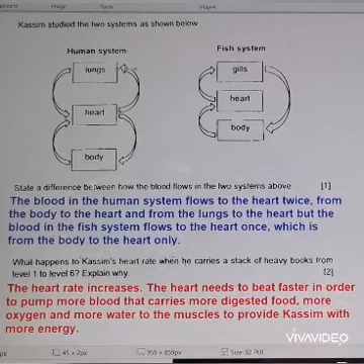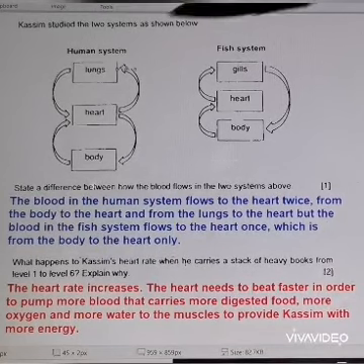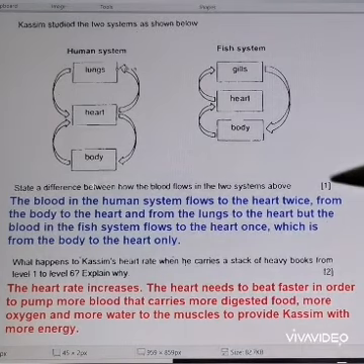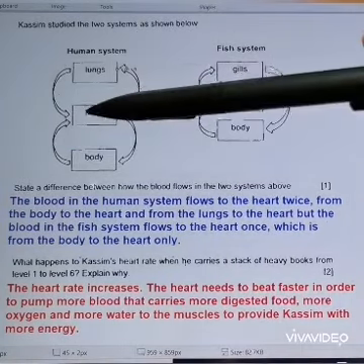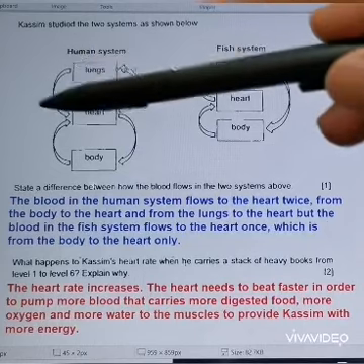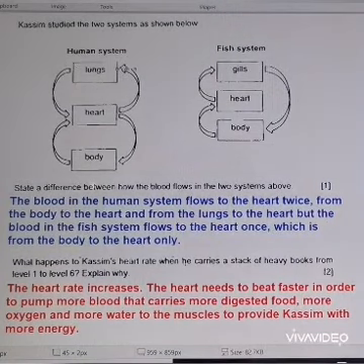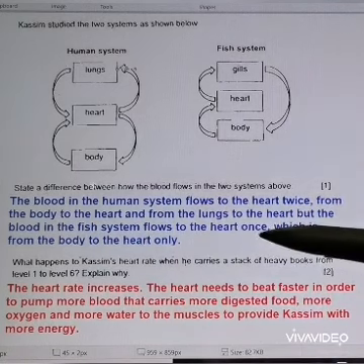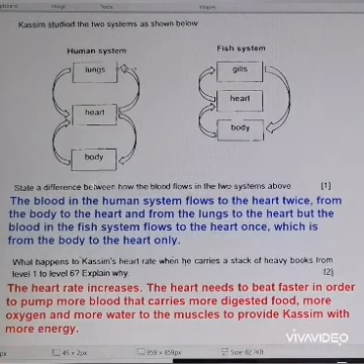From where? From the body to the heart. From the lungs to the heart. Then I used the word but just to compare. Compare what? Compare about the blood in the fish system. It flows to the heart only once. Where is that? From the body to the heart. Now part B, my favorite question.